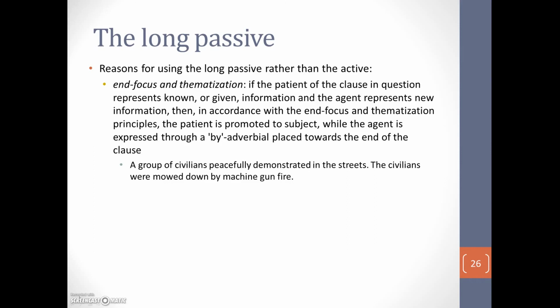So first we have a group of civilians peacefully demonstrated in the streets. So this is just the background, right? This is the setup. The second one is then the civilians were mowed down by machine gun fire. So this is your passive voice construction, right? So the civilians we know because we just mentioned them in the sentence before. But this machine gun fire business, right? That's the agent. The machine gun is the agent. And that's new. We don't know about them, right? They hadn't been mentioned before.